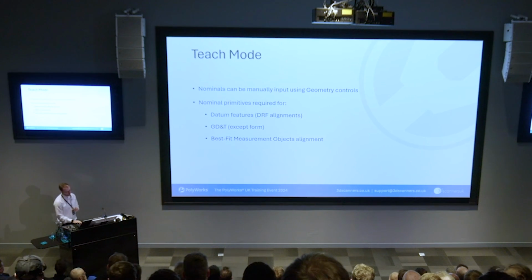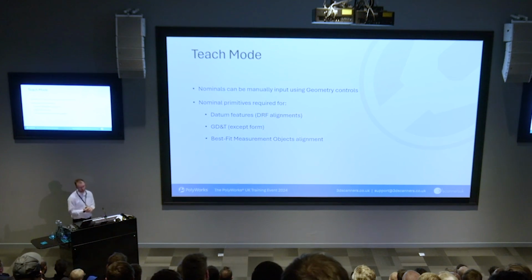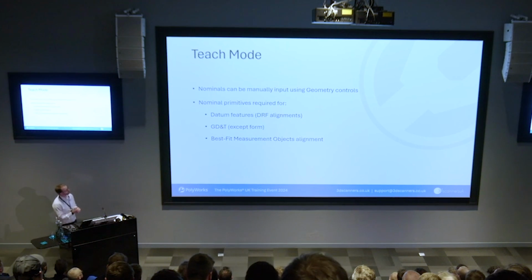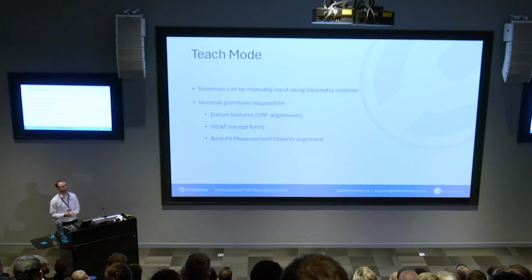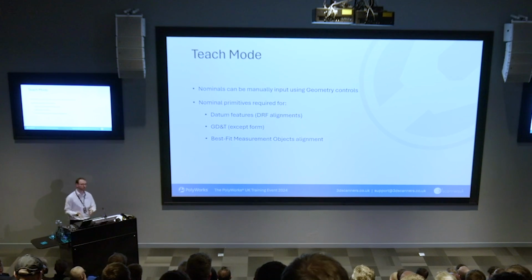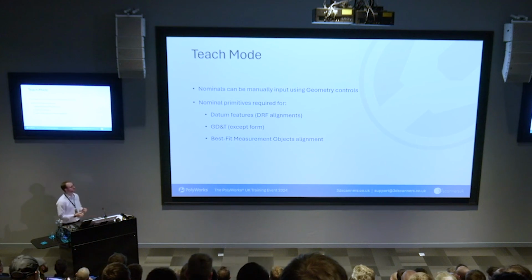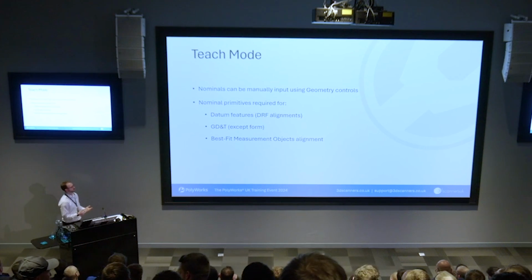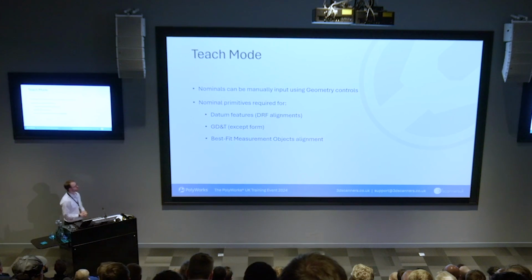Just to finish off, once you've done all that, they will still be measurements, so it will be a measured sequence. If you want to do any comparisons, you can key your nominals into the geometry controls. If you require any of the three bullet points at the bottom, so datum features, any GD&T excluding form, or a best fit measurement objects alignment, you will need to actually create those nominals. Before Teach Mode, you could have used a numerical method anyway. For certain applications, like the GD&T and the datum features, you will still need to do that. So Teach Mode is essentially just speeding up your creation of CNC programming without CAD in PolyWorks.